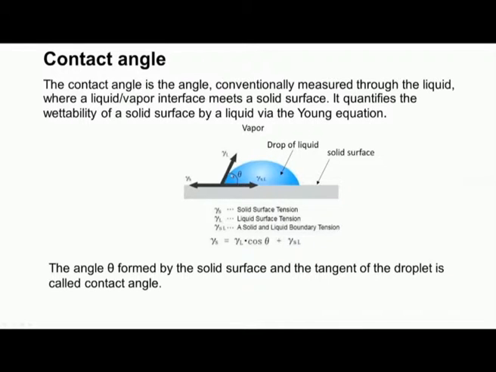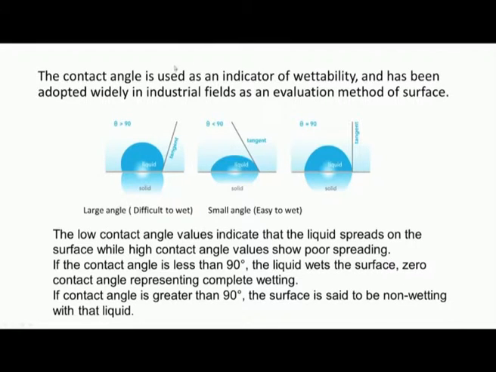Now, you can see this angle theta formed by the solid surface and the tangent of the droplet is called the contact angle. This contact angle is used as an indicator of wettability and has been adopted widely in industrial fields as an evaluation method of surface. By measuring this contact angle, we can say what is the wettability between a liquid and a solid surface.